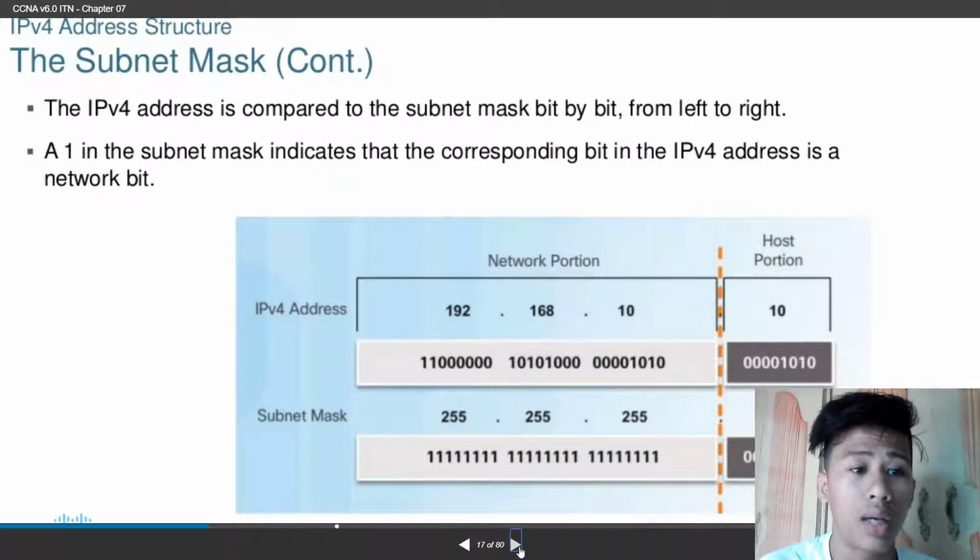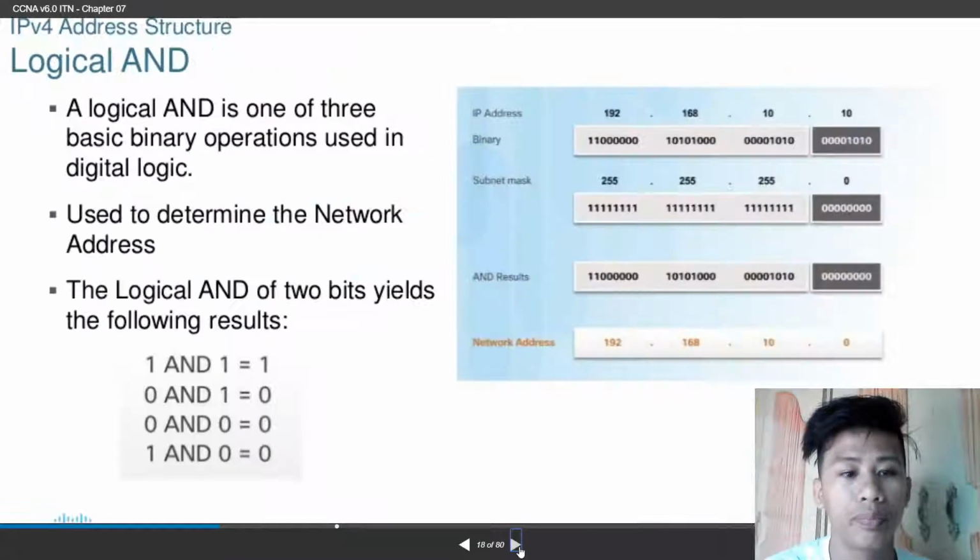This is the subnet mask. The IPv4 address is compared to the subnet mask bit by bit from left to right. Logical AND is one of the three basic binary operations used in digital logic. It is used to determine the network address.